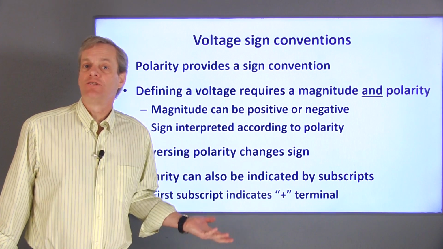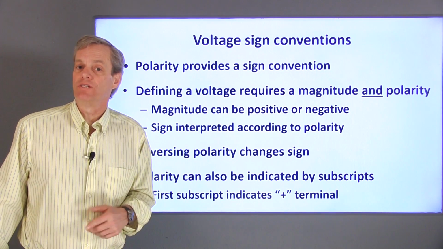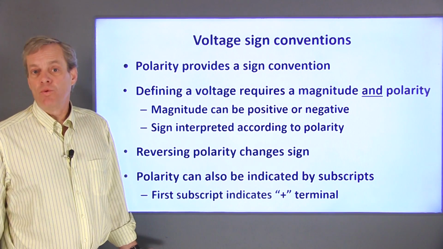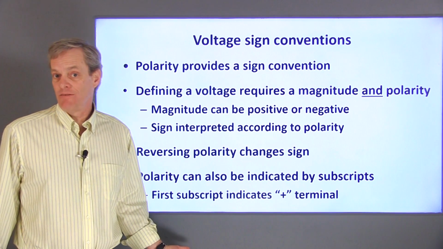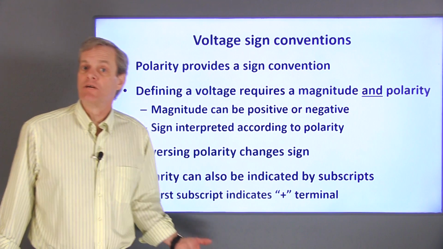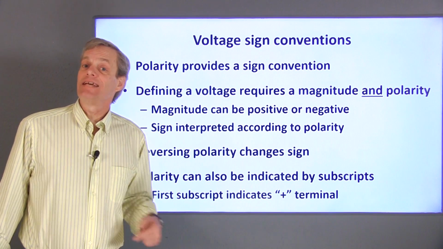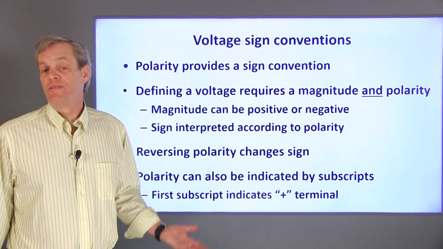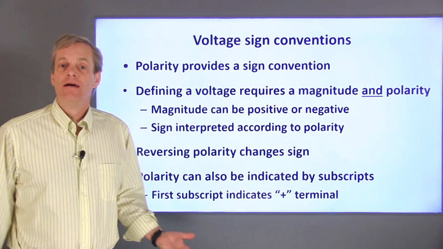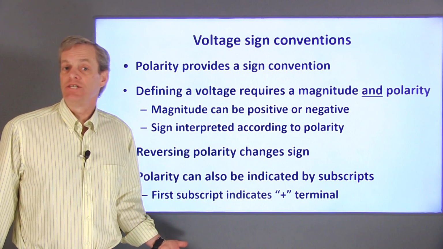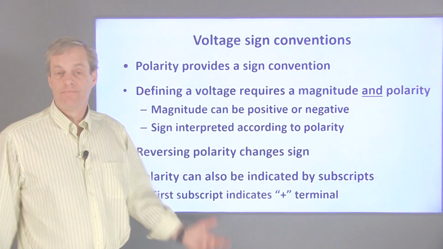Notationally, polarity can also be indicated by subscripts on the voltage. The subscripts indicate the points between which the voltage is specified. The first subscript indicates the terminal having the assumed higher voltage, and the second subscript indicates the terminal with the assumed lower voltage. I'll do some examples and a demonstration next to illustrate this.